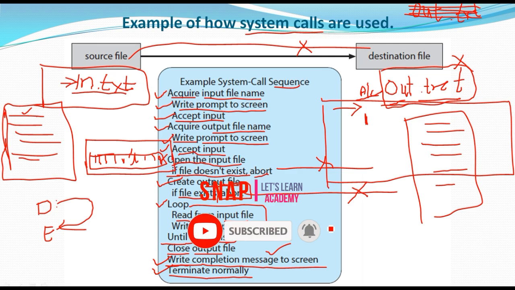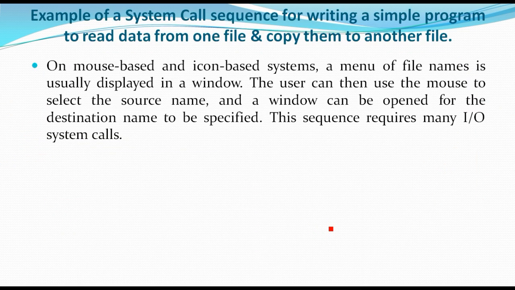Okay, right. So assume that we perform the system call sequence for writing a simple program to read the data from one file to another file, then instead of writing the cp command in Unix, or the copy command in DOS, assume that we are using a GUI environment. Both these commands work in the CLI environment.